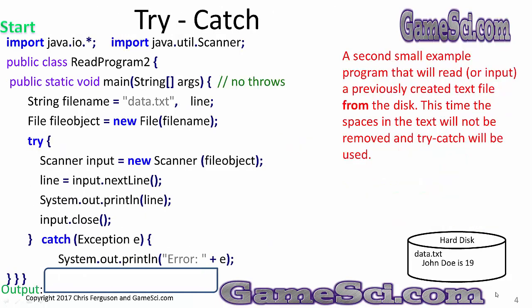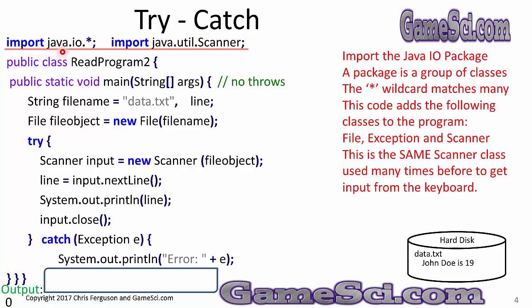A second small example program will read, or input, a previously created text file from the disk. This time, the spaces in the text will not be removed, and try-catch will be used to handle any errors. Let's do the import of java.io.*, and the Scanner. Import the Java IO package. A package is a group of classes. The star wildcard matches many.